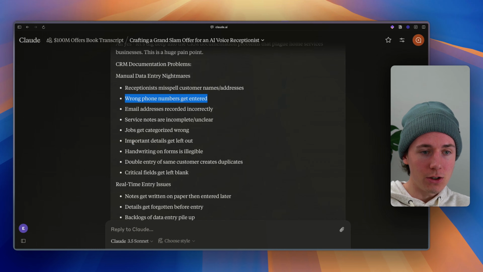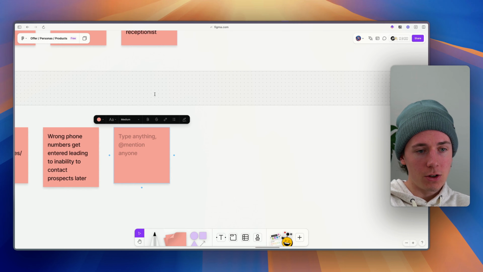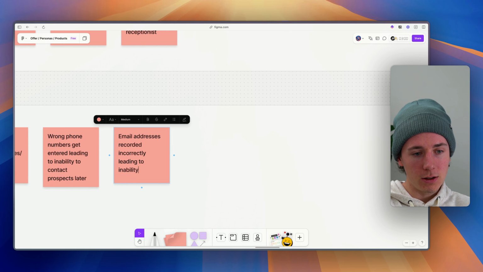And so let's continue with this. Email addresses leading to inability to contact.